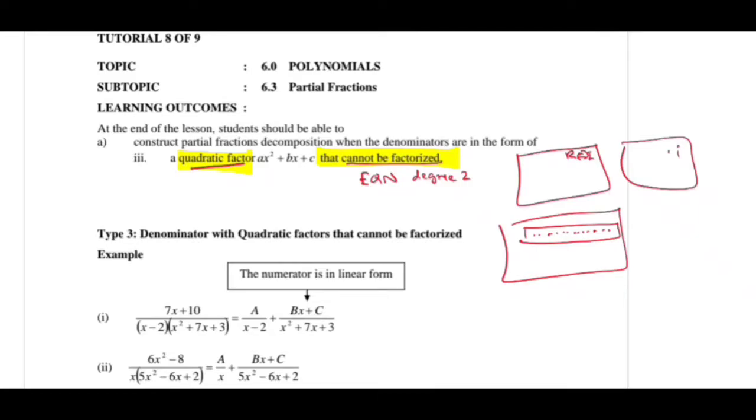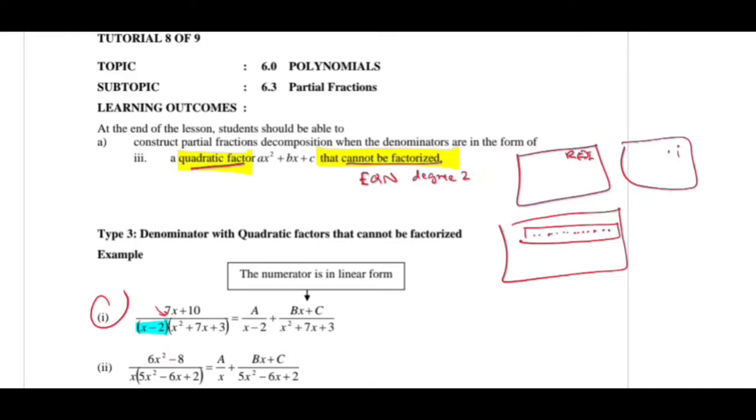Let's go ahead and look at the examples. Look at the first one. We have to look at the denominator one by one. This first denominator is x minus 2. Is it linear or quadratic? You should know that x minus 2 is just linear. Please do check whether this is repeated linear or not. Since there's no square here, it's just linear, not repeated linear.